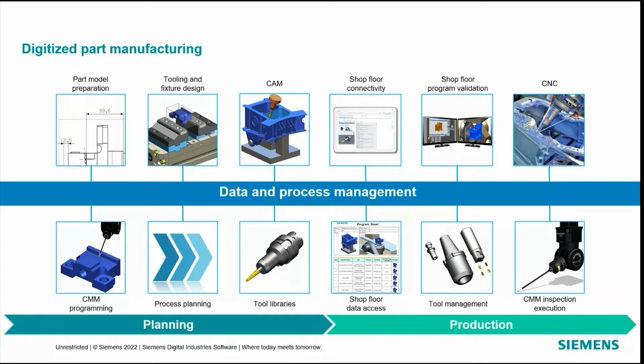So again, the same part that's there. We can read PMI. If PMI or model-based definition is put on there, we automatically will program the CMM for you based on those features. When it finds those features, or anything that's tagged with a dimension and/or tolerancing, it will automatically add a CMM probing path, right?